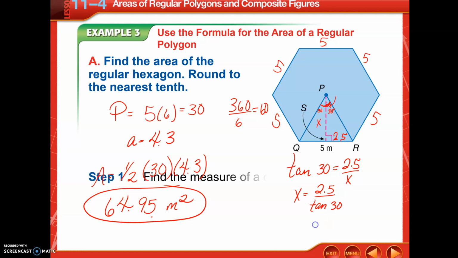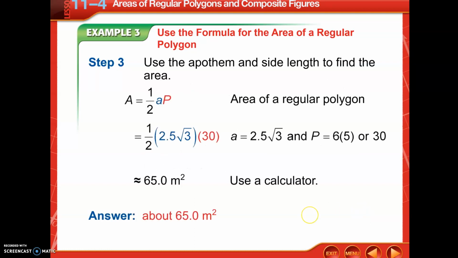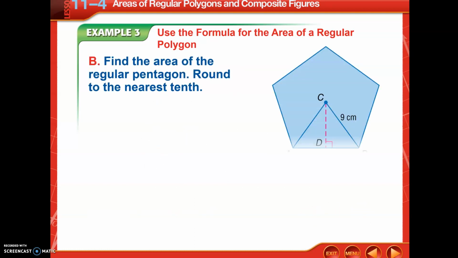So try that again on this next one. See if you get the same thing, or see what you get here. Doing those same type of methods. Here we have your radius. So you're going to have to find the area of the regular polygon.